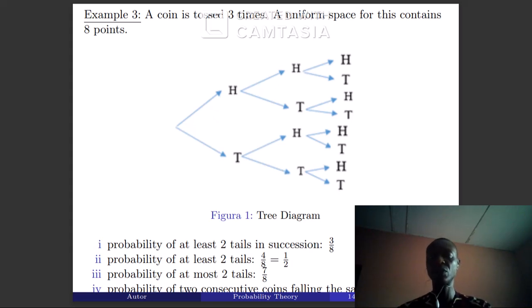And the probability of 2 consecutive coins falling the same. That is, you have 2 falling the same, either head or tail, compared to 2 consecutive coins. They follow each other: head follows head, tail follows head. If you count, you have 6. This is 1, and this is also 2, this head and this one is 2. This one is 3, tail. This is 4, head. This is 5, tail. This is 6, tail, head. So that is 6/8, which will eventually give us 3/4.